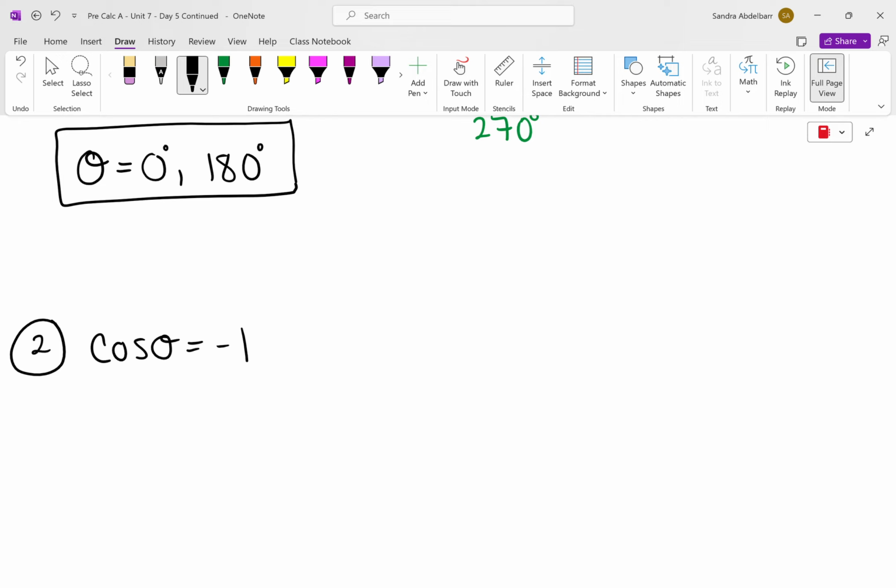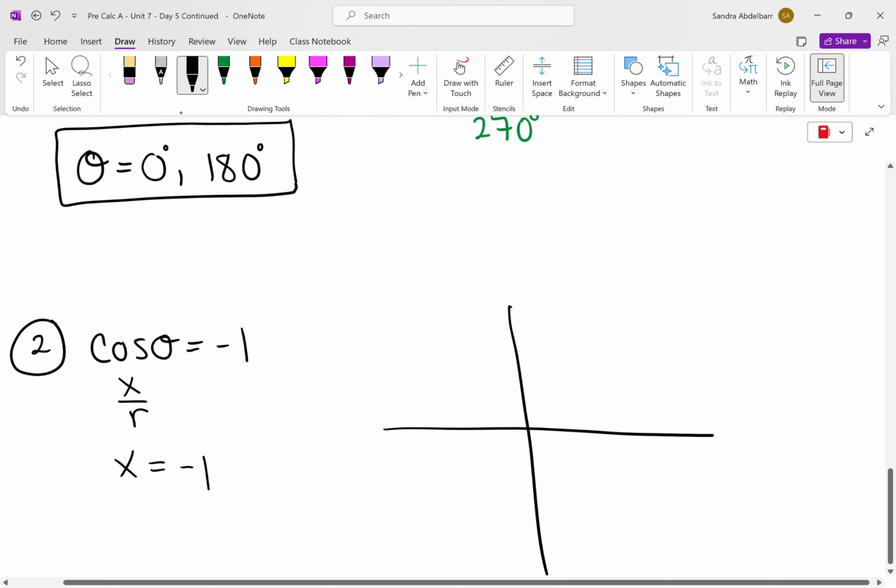Okay, let's say I say cosine of theta is equal to negative 1. Well, we know cosine is x over r, and r is always what? Positive, right? Yeah, on the unit circle it's always 1, but isn't it also always positive? So what does this tell us? This tells us x has to equal negative 1.